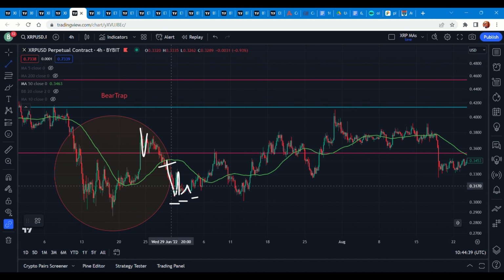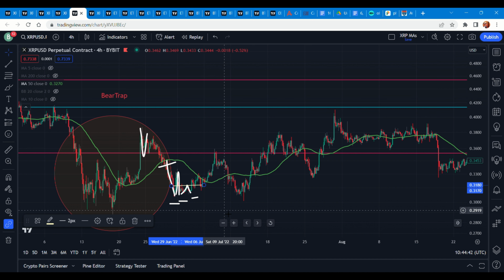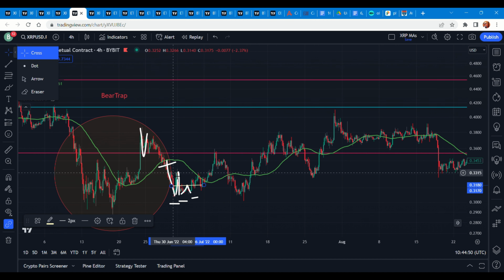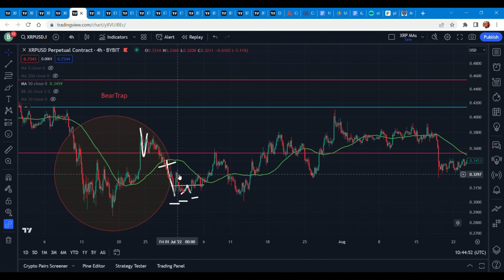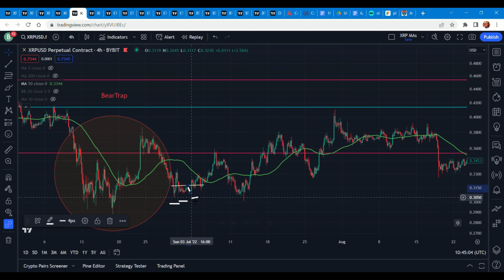So after this swing, I would secure my entry here. After the second swing here, I would secure my profit here, because after 2 swings on the 4 hour and after that drop, chances are quite high that this is not gonna break any lower.